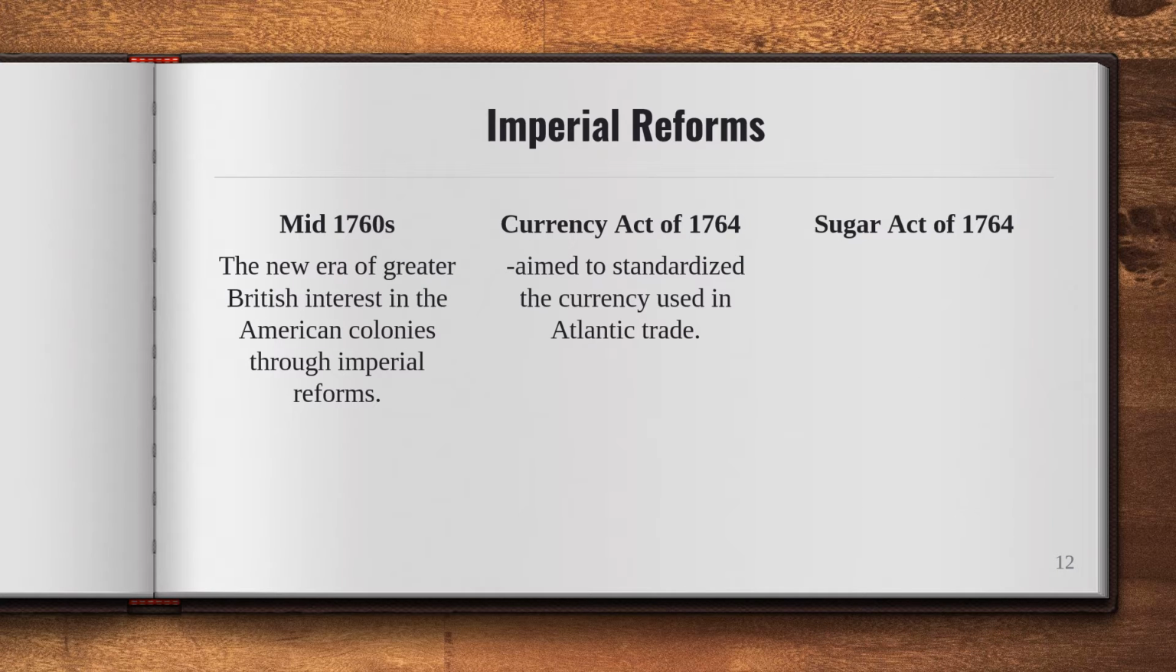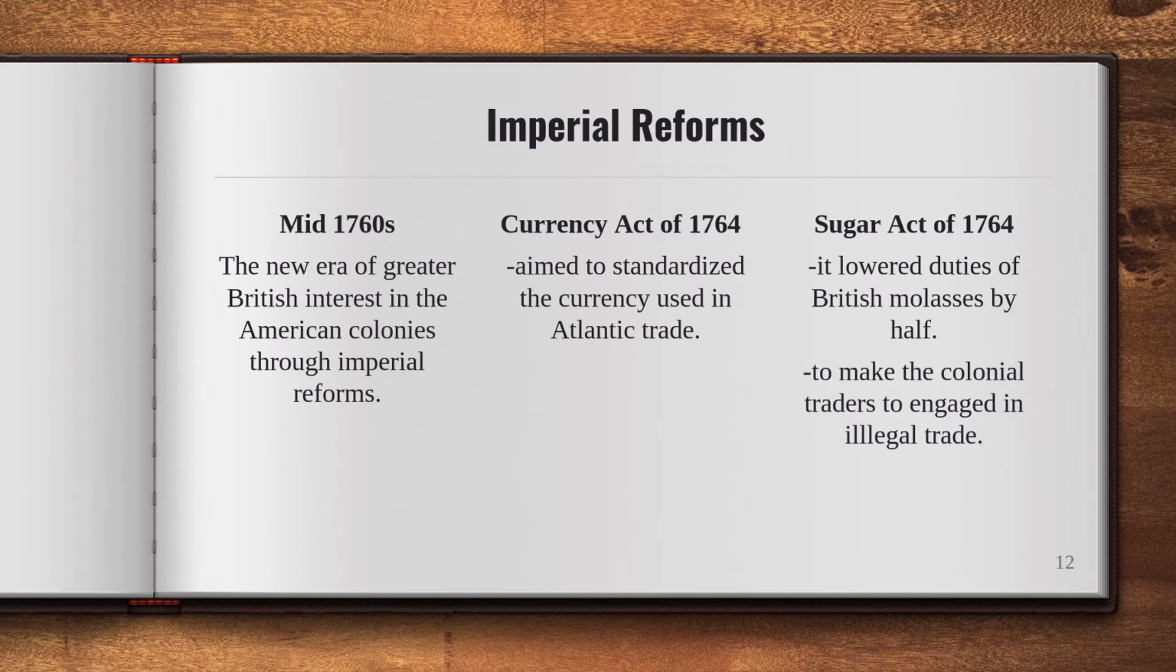Next is the Sugar Act of 1764. From 6 pence per gallon, it became 3 na lang because it lowered duties on British molasses by half. Then, it was established to address the rampant colonial smuggling, particularly with the French sugar islands in the West Indies. The Sugar Act of 1764 made colonial traders engage in illegal trade, for example the New England mariners. This act is designed to make it easier for them to comply with the imperial law.